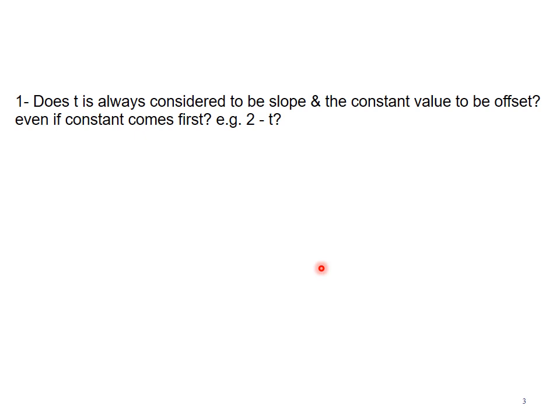The first query that I have received is from Mr. Shaheen Iqbal, and he is asking whether we always consider the slope and the constant value to be the offset, even if the constant comes first, for example 2 minus t. Yes, the slope and offset are two different things. Slope is whatever is multiplied with t, and offset is whatever is added with t.